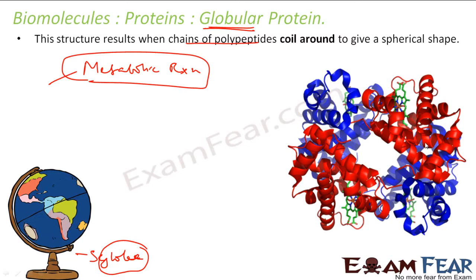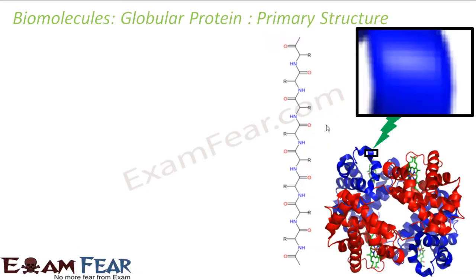If you see this protein, it's so complex to understand. It's very complex. I'm not able to get anything out of it. So to understand this protein, what chemists have done is break it into small parts and try to understand it. They broke this protein into four structures: primary, secondary, tertiary and quaternary. So for the primary structure, let's take this part of the protein and zoom in. You'll see a sequence of amino acids. This sequence of amino acids is nothing but the primary structure.